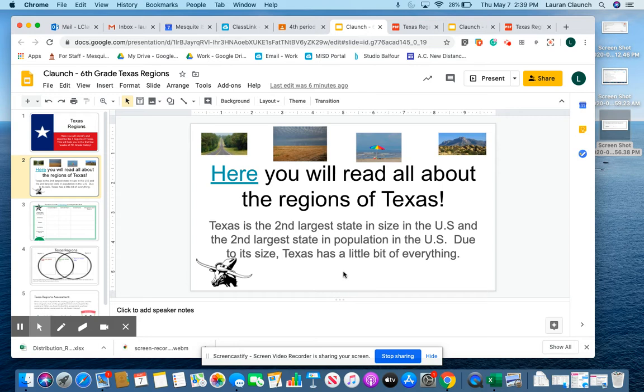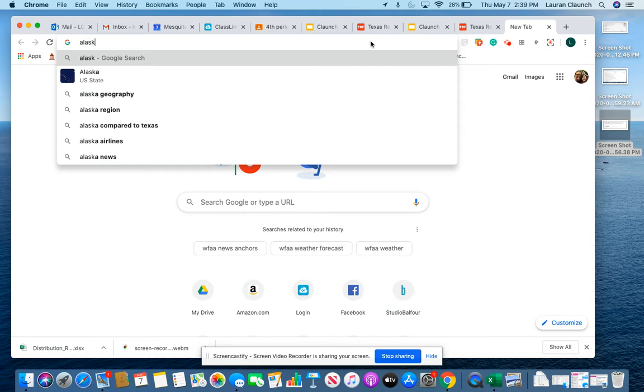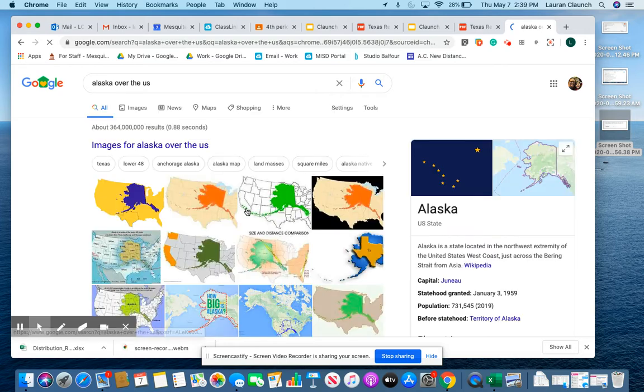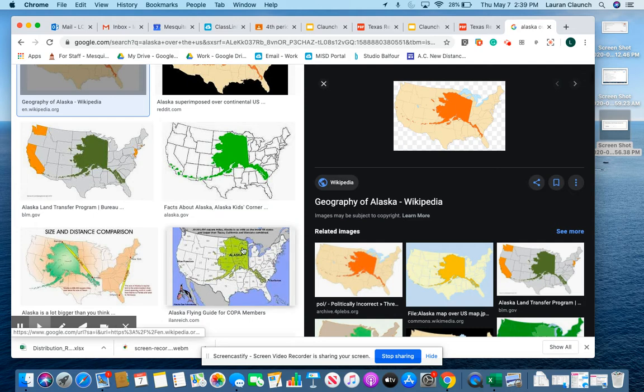Texas is the second largest state in size in the entire United States. So there's only one other state that has more land space than Texas. I don't know if you have any idea where it is. A lot of people guessed California. That is not correct. The correct answer is Alaska. Alaska actually is a lot larger. If you look at this, Alaska over the US. Look at these pictures. If we were to place Alaska over the United States, that's how much it would take up. It's really, really, really big.